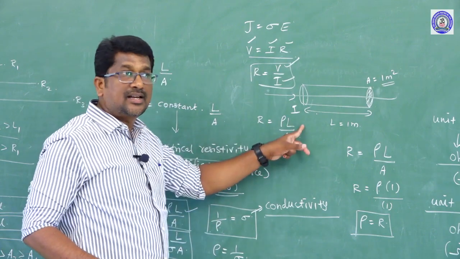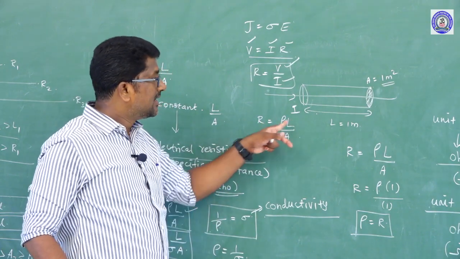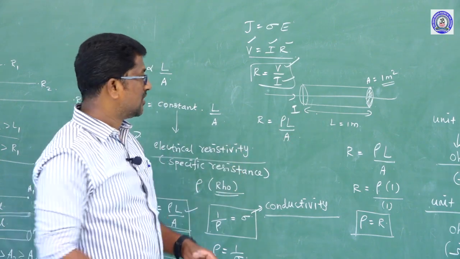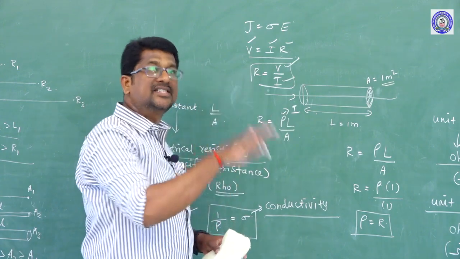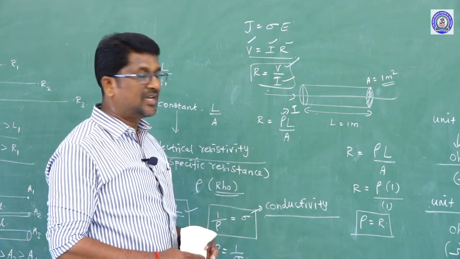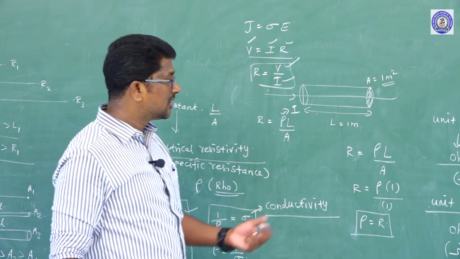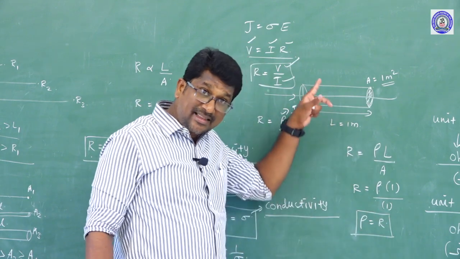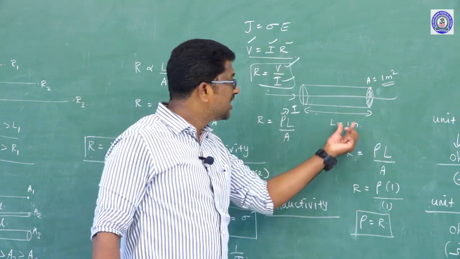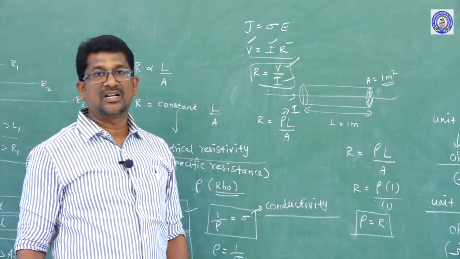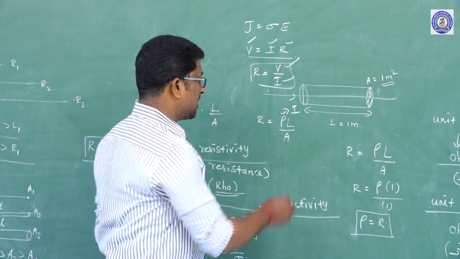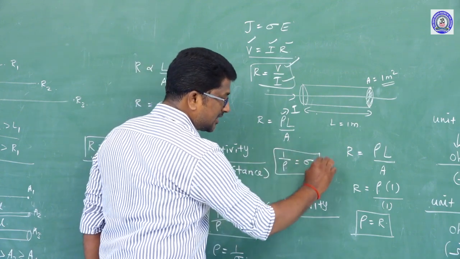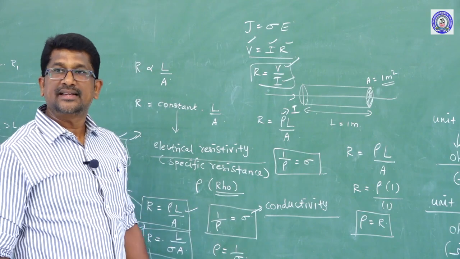From this equation, it is clear that the resistance of the given conductor is directly proportional to its length and inversely proportional to area of cross section, right. Here rho is the electrical resistivity of the conductor. What is electrical resistivity of the conductor? Electrical resistivity of the conductor is defined as the resistance offered by the conductor to the current flow having unit length and unit area of cross section, right. The reciprocal of electrical resistivity is called electrical conductivity.